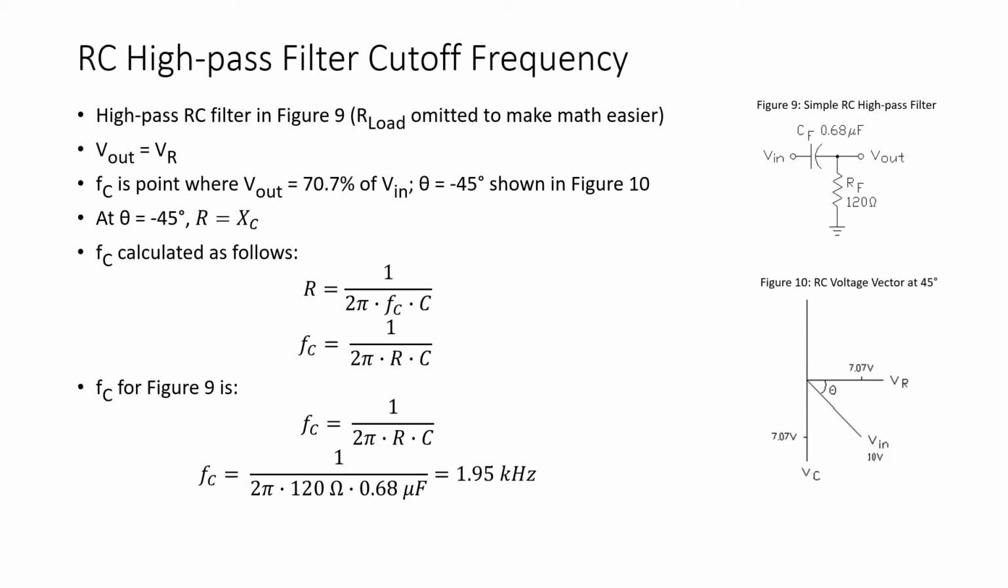And of course, when the phase angle is negative 45 degrees, resistance equals capacitive reactance. So I can calculate the cutoff frequency by setting R equal to X sub C, rearranging the equation to give us that the cutoff frequency, F sub C, equals 1 over 2 pi RC. So for the filter circuit of figure 9, the cutoff frequency is 1.95 kilohertz.